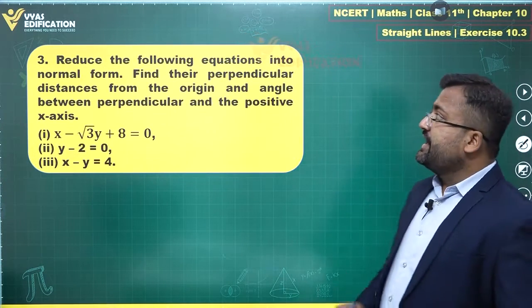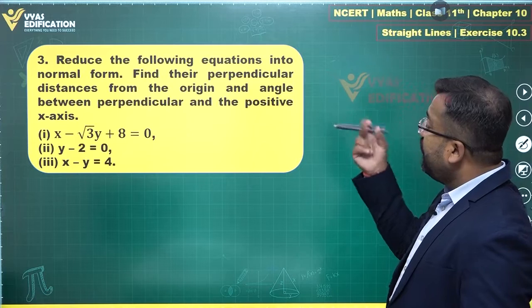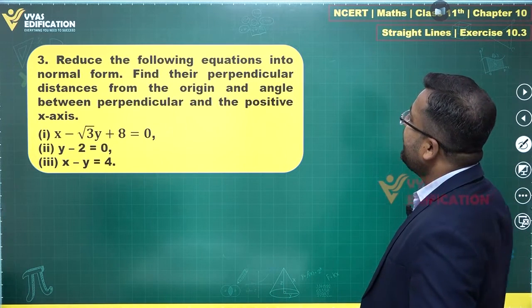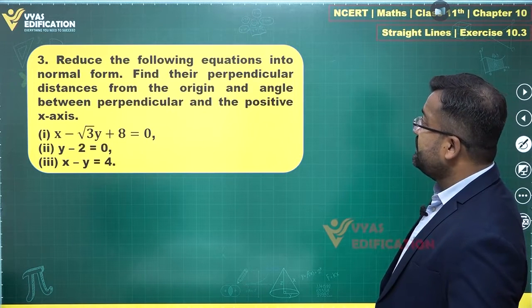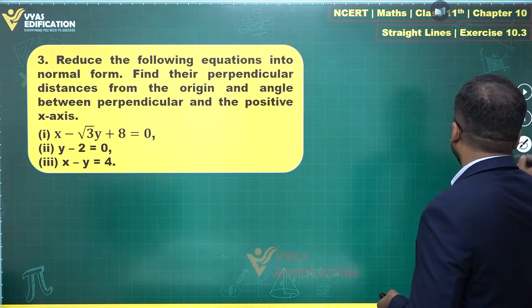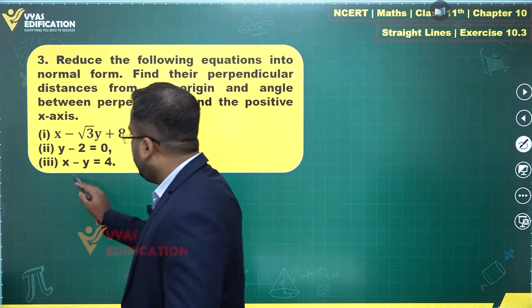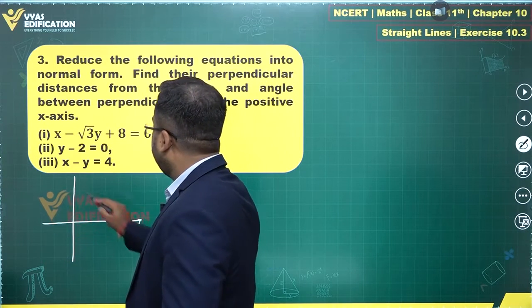The third question says, reduce the following equations into normal form. Pretty interesting. Normal form is something to look forward to. Find their perpendicular distances from the origin and the angle between perpendicular and positive x-axis. Positive x-axis, right? So, normal form.